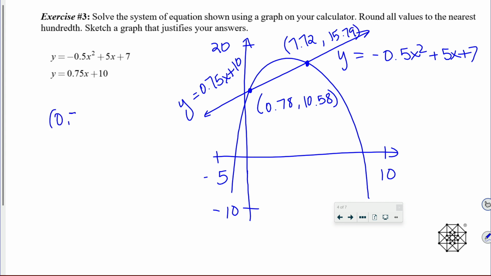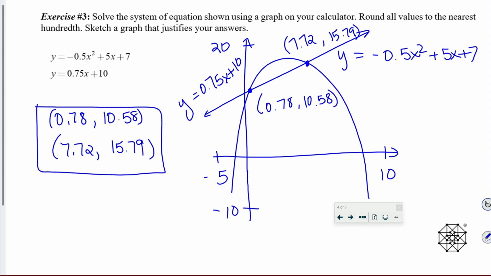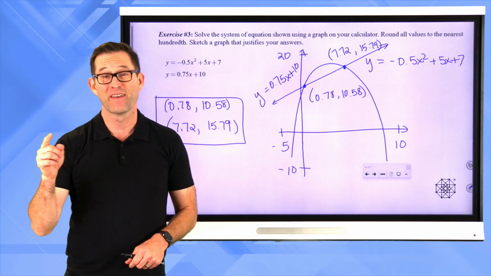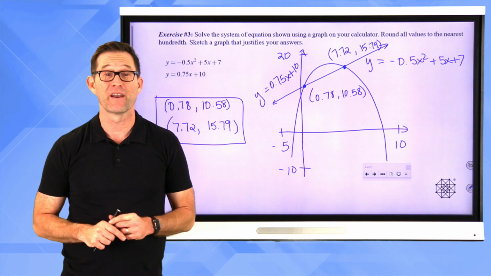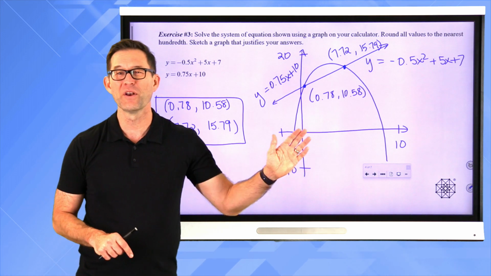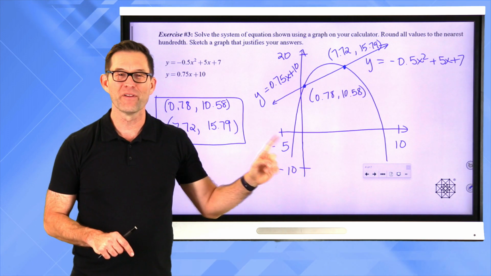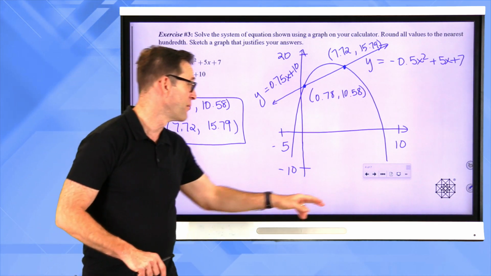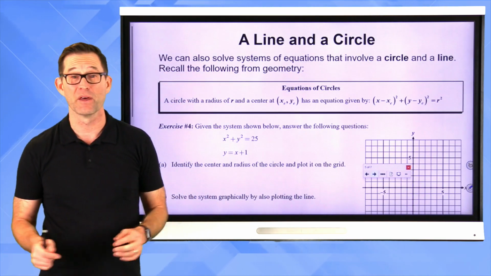So our final answers: 0.78, comma 10.58, and 7.72, comma 15.79. So that was actually supposed to be sort of an experiment in you playing around finding a best window, and it became an experiment in me apparently not knowing how to use my TI calculator. Anyhow, there's our graph with our window marked, our two equations labeled, a really poorly drawn parabola, and two intersection points. I'm glad that they're not grading me on my artistic ability. Actually, they're not grading me at all.